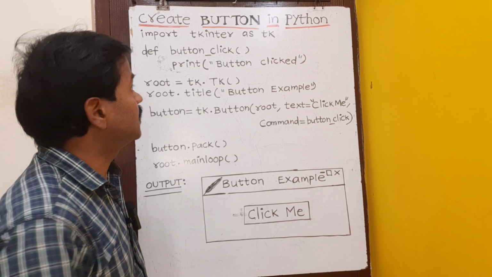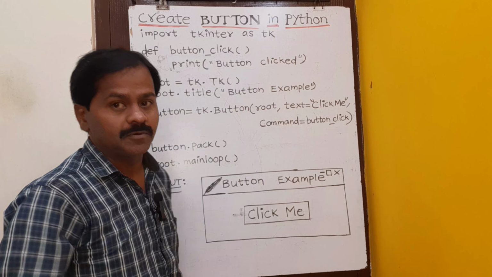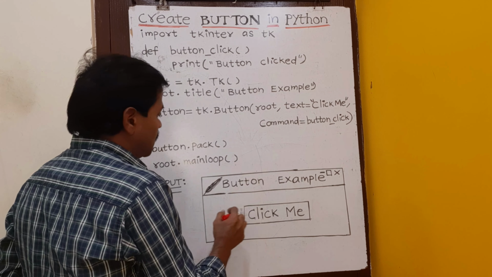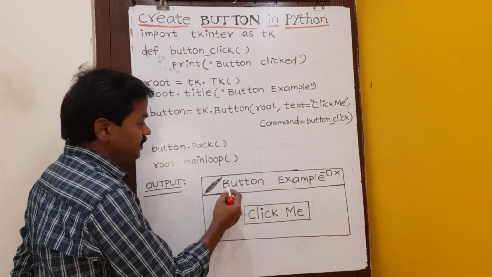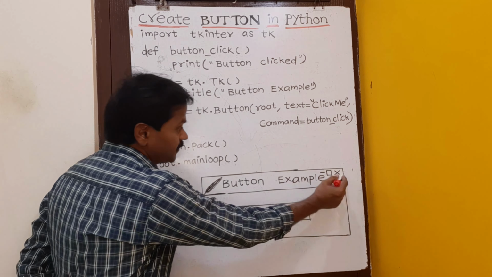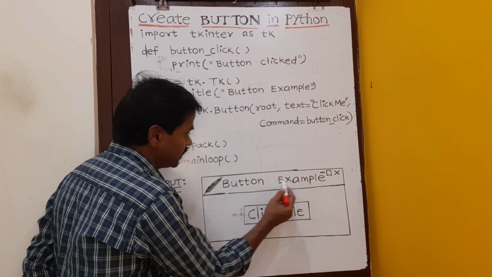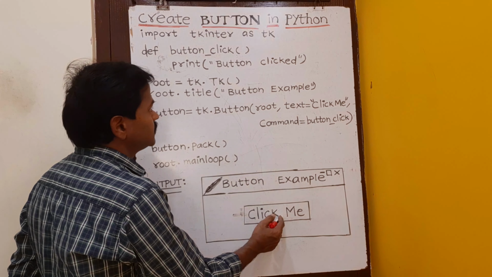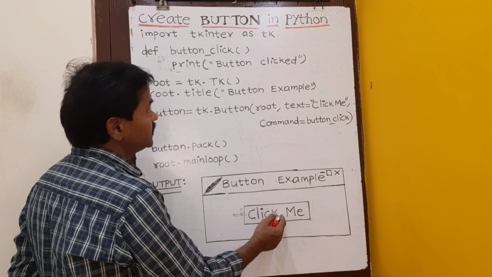Today's topic is how to create a button in Python programming. Creating a button in Python. You see here, our output will be like this. This is the output title. This is the frame. This is the title. This is the button. Click me. Whenever I click on this button, I am going to display the message "button clicked".